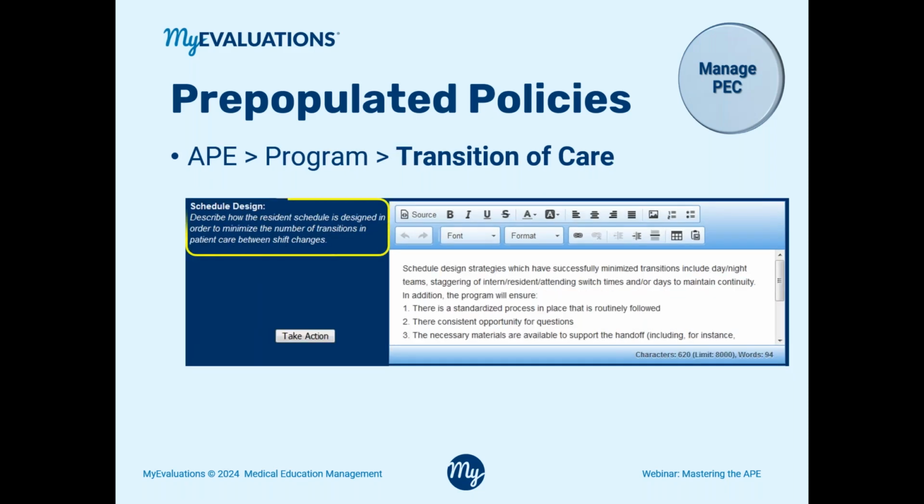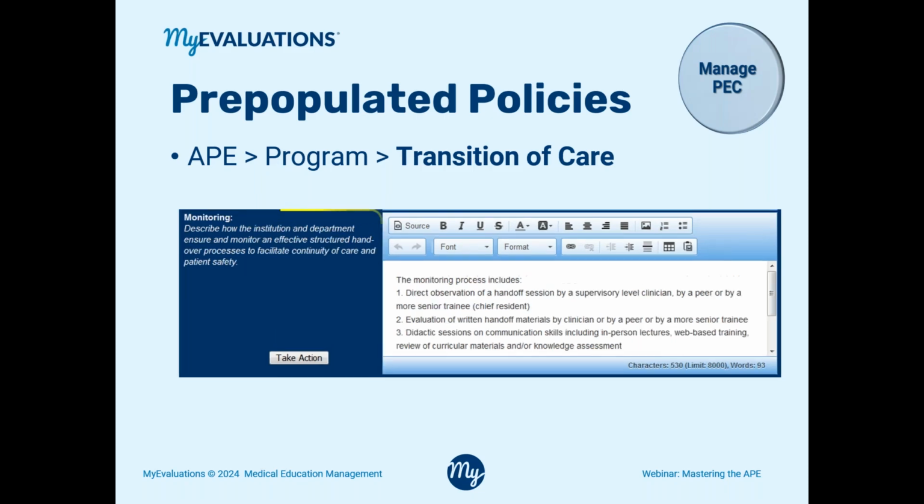The next section has to do with schedule design. Again, all of this is in transition of care. Describe how the resident schedule is designed in order to minimize the number of transitions. Again, this has to do with patient safety. Notice that these categories align up directly with transition of care requirements that the ACGME refers to in the common program requirements, where they ask you, what is your transition of care policy? And of course, all of these, you can generate reports on it, but it gives you a way for the PEC to directly see those policies and comment on them.